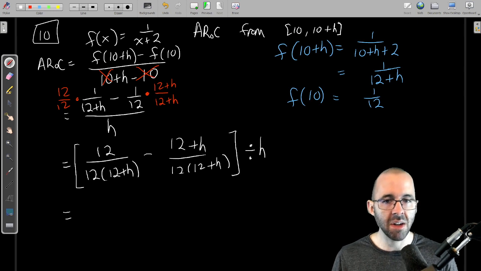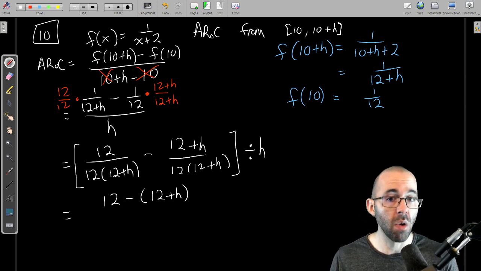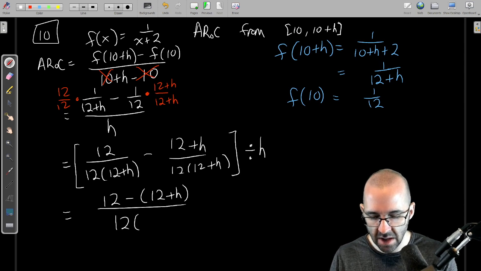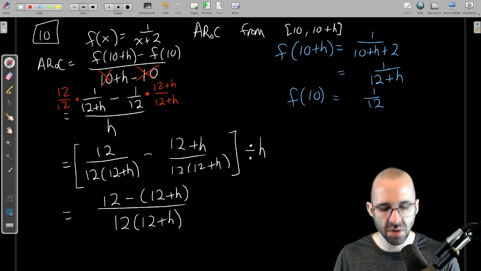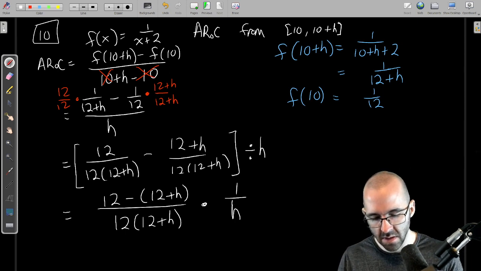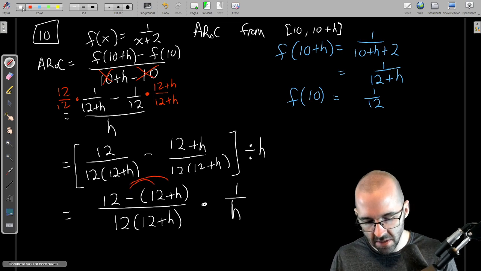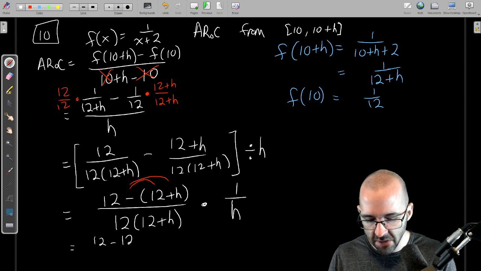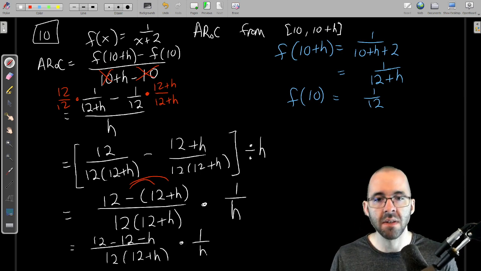Now that these fractions have the same denominator, we can subtract their numerators. 12 minus the whole numerator, 12 plus h. Again, we are subtracting the whole thing. We do need these parentheses. 12 times 12 plus h is what we've got down here. This is still getting divided by h. Remember, dividing by h is the same as multiplying by 1 over h. And now the top is not too bad. We can distribute that negative to get 12 minus 12, and then minus an h. Denominator is 12 times 12 plus h. We're still multiplying by 1 over h.